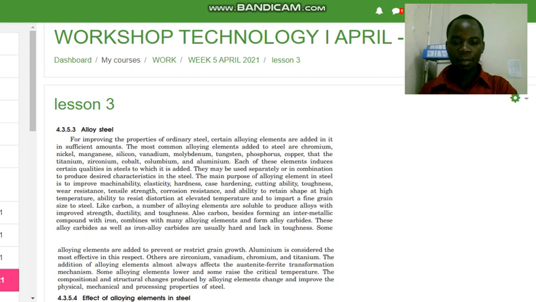Like carbon, a number of alloying elements are soluble to produce alloys with improved strength, ductility, and toughness. Also, carbon, besides forming an intermetallic compound with iron, combines with many alloying elements and forms alloy carbides. These alloy carbides, as well as iron alloy carbides, are usually hard and lack toughness.